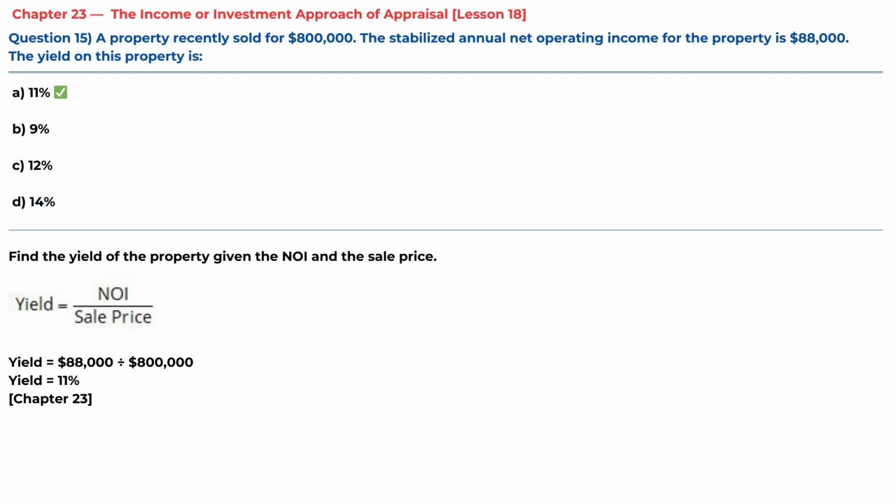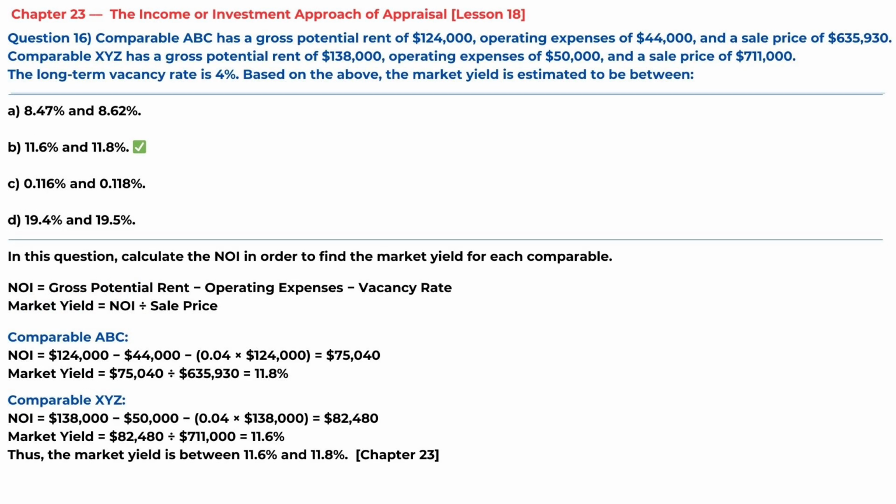Question 15. A property recently sold for $800,000. The stabilized annual net operating income for the property is $88,000. The yield on this property is. Find the yield of the property given the net operating income and the sale price. Yield equals net operating income divided by sale price. Yield equals $88,000 divided by $800,000. Yield equals 11%.